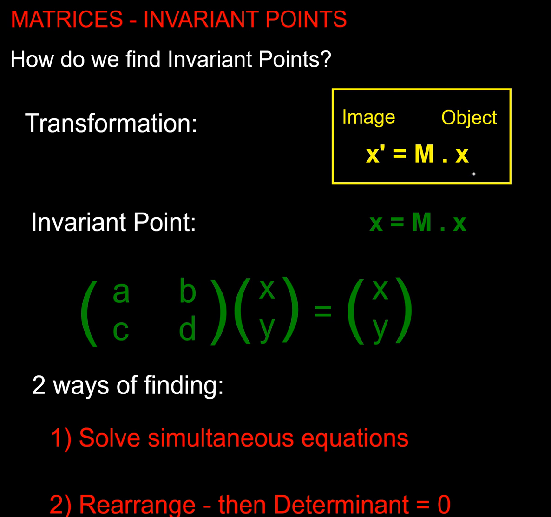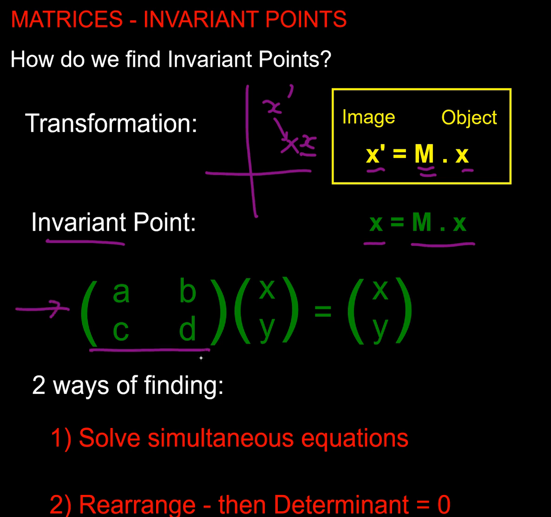Let's just remember, if I take an object, I'm going to call that my vector x, I apply the matrix to it, I get an image. And if that point is going to be invariant, it means that its image must be on top of it. It must be at the same place. Therefore, M times x must equal x. Opening up the generalized matrix A, B, C, D, multiplied by the vector xy, must equal xy.